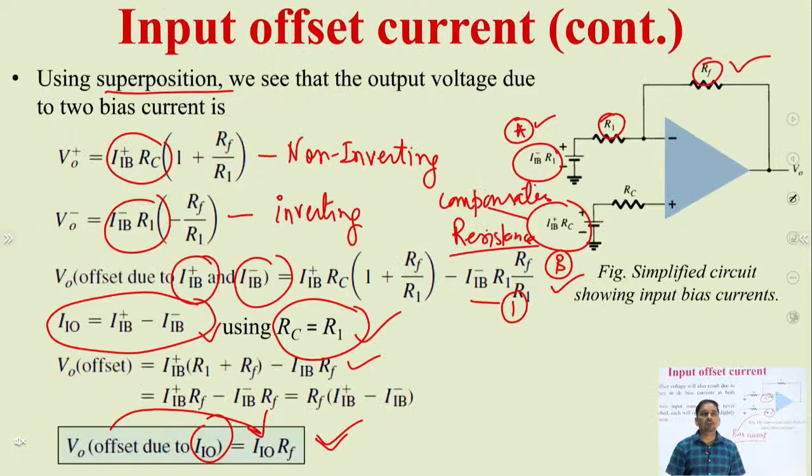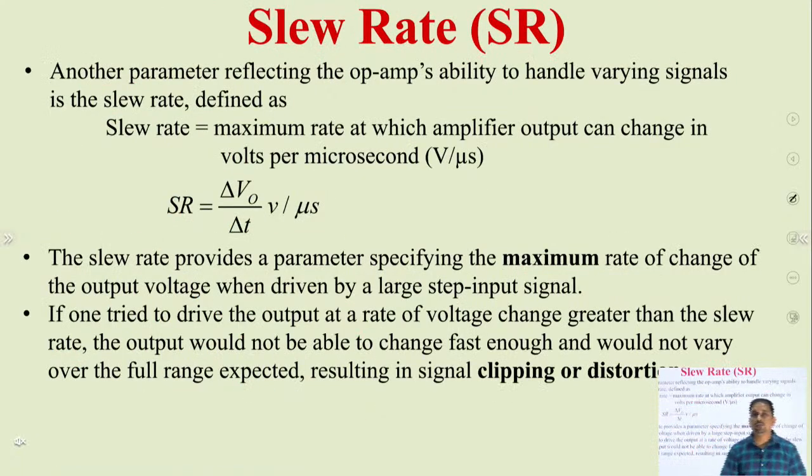Now we will see what is slew rate. Again, the slew rate is a very important parameter. A slew rate is a parameter basically specifying the maximum rate of change of output voltage when driven by a large step input signal, something like this. The important point here is that if someone tries to drive the op-amp beyond this particular rate, the output will not be able to change fast.